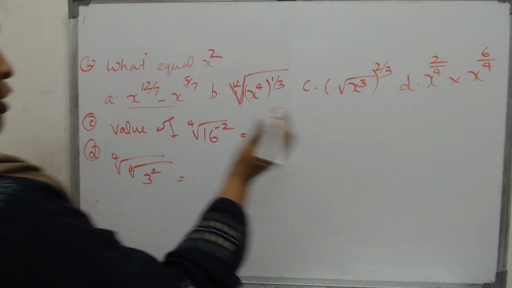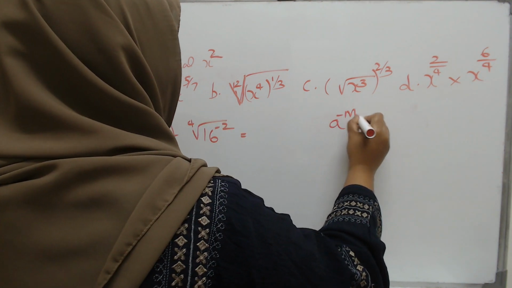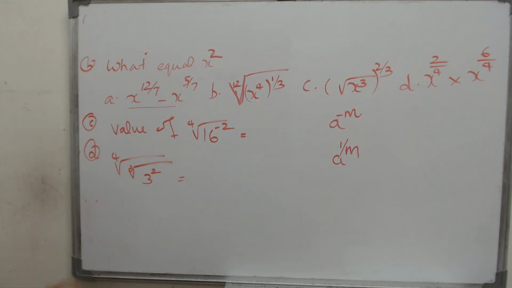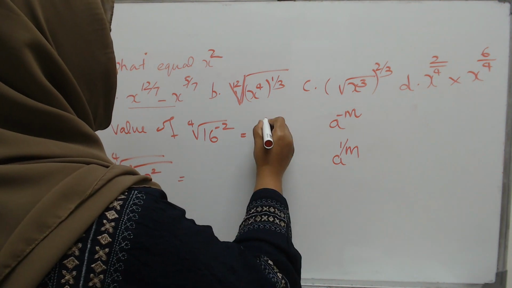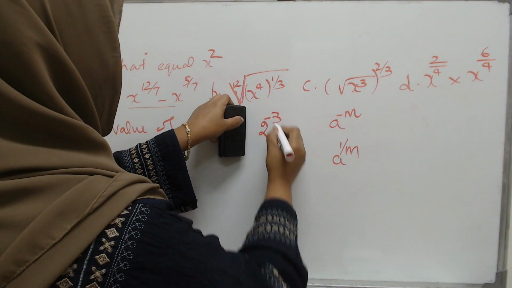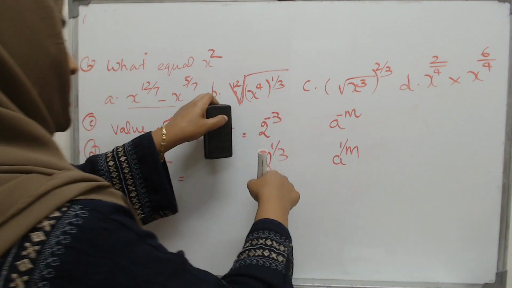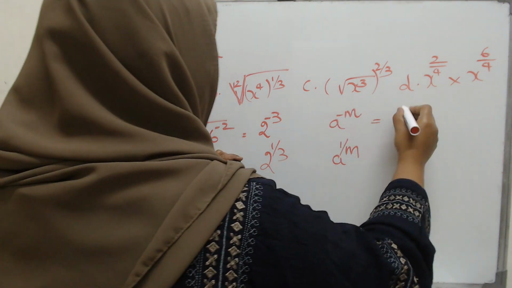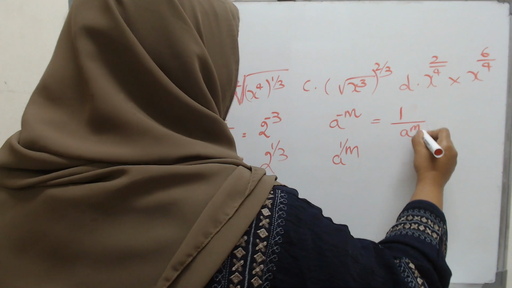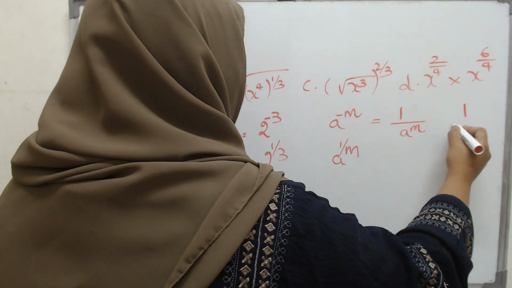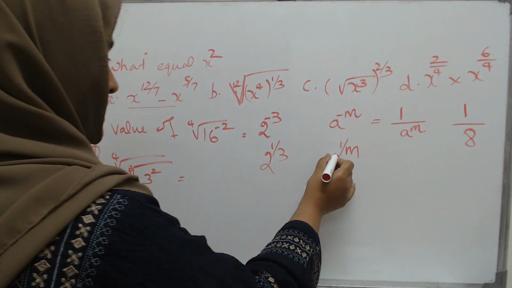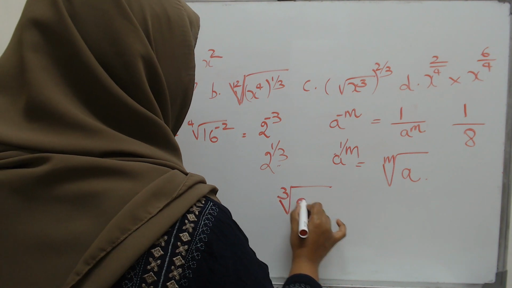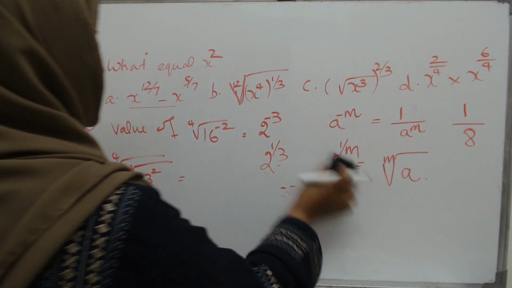And now look at the next option and tell me what is a raised to minus m and a raised to 1 by m. What is the difference between these two? Or in other words, what is the difference between 2 raised to minus 3 and 2 raised to 1 by 3? If your exponent is minus here, it means 1 by a raised to m, or here it means 1 by 8. But what does this mean? This means, or here it means, the cube root of 2. So please remember this and we will see what this means.